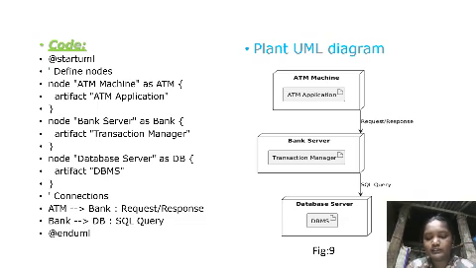When the user wants to withdraw money from the ATM machine, several steps follow. These are the connections while withdrawing the amount. The ATM requests the amount from the bank. The bank dispenses the money to the ATM machine. Then there is the DB SQL query, and the code ends with @enduml.